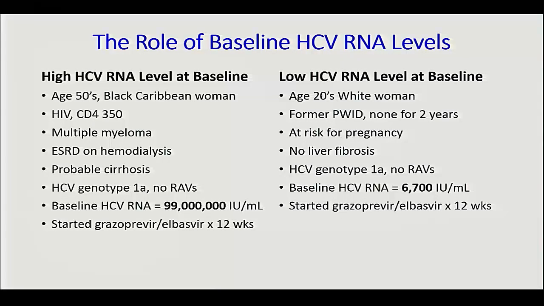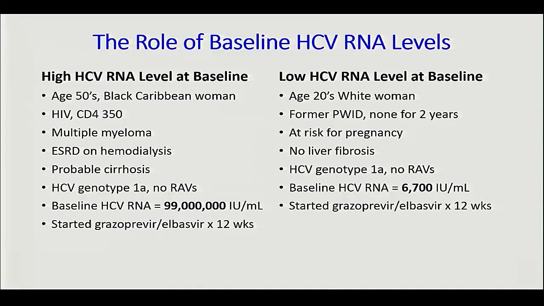So I can get viral loads whenever I want in my patients, but how am I actually using them? I'm going to tell you about two patients that I saw relatively close in time. One was a woman with HIV. She has multiple myeloma in recent remission. She's on hemodialysis because of end-stage renal disease, and probably has cirrhosis. She actually has porphyria cutanea tarda, so we really needed to start her on treatment immediately. Her viral load is 99 million, and she got started on grazoprevir and elbasvir for 12 weeks.